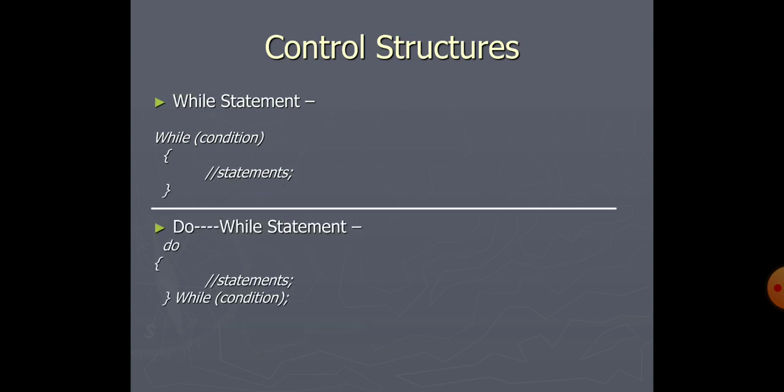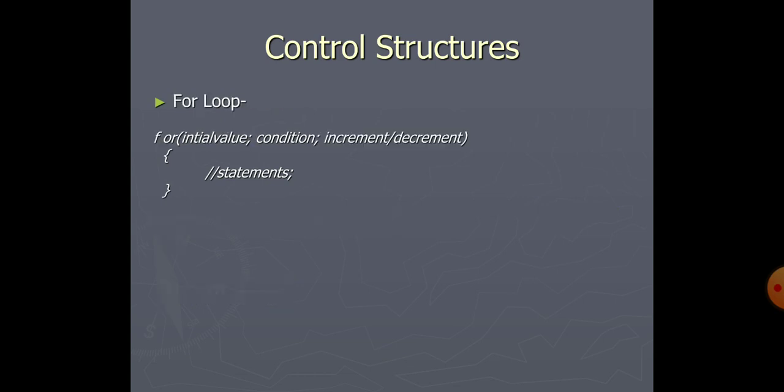Next is the while statement. While is an entry control loop structure. In while, if the condition is true, then the while block is executed, otherwise go to the next instruction. Second is the do while statement. Do while is similar to while, but there is a difference. While is an entry control loop structure, do while is an exit control loop structure. In while, the condition is checked and then the statements are executed. In do while, the statements are executed once first, then the condition is checked.